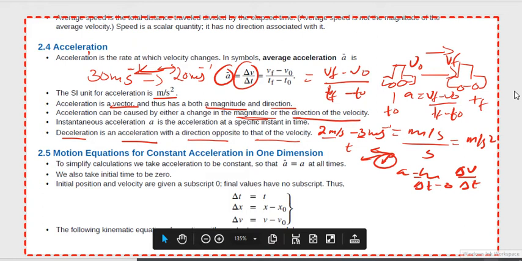Here, equations of motion for constant acceleration. To simplify the cases, we consider acceleration to be constant all the time. Then we consider the initial time to be 0, so it starts at some time t0.